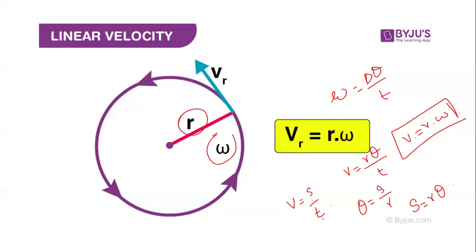And this is the derivation behind it. Velocity is equal to distance over time. Angle in radians is equal to distance, the arc length, divided by radius. So we get distance is equal to r theta. Substitute in the formula. Theta upon t is equal to omega. So v is equal to r omega. This is the formula for linear velocity.